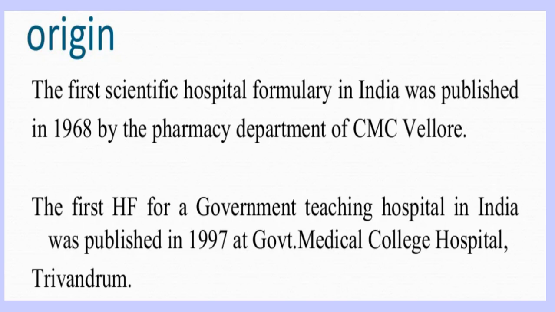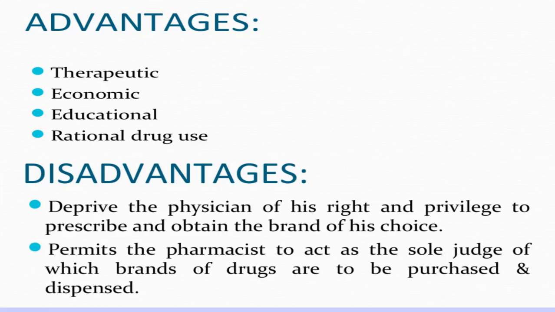Then origin of hospital formulary. The first scientific hospital formulary in India was published in 1968 by the Pharmacy Department of CMC Vellore, Christian Medical College, Vellore. The first hospital formulary for a government teaching hospital in India was published in 1997 at Government Medical College Hospital, Trivandrum. So both Vellore and Trivandrum are located in Tamil Nadu, state of Tamil Nadu.